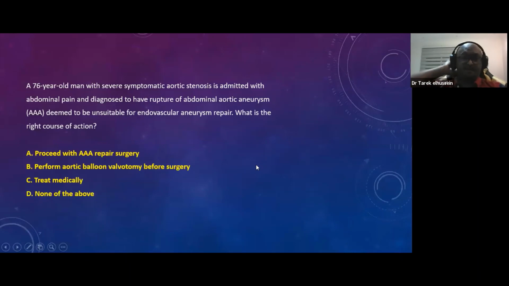A 76-year-old gentleman who has symptomatic severe aortic stenosis is admitted with abdominal pain and diagnosed to have a rupture of an AAA, and he was unsuitable for endovascular aneurysmal repair, and the surgeon called you for an assessment. So what would you do? Would you say to them, proceed with the AAA repair surgery, or you need to perform balloon valvuloplasty before surgery? You need to treat him medically, or none of the above.